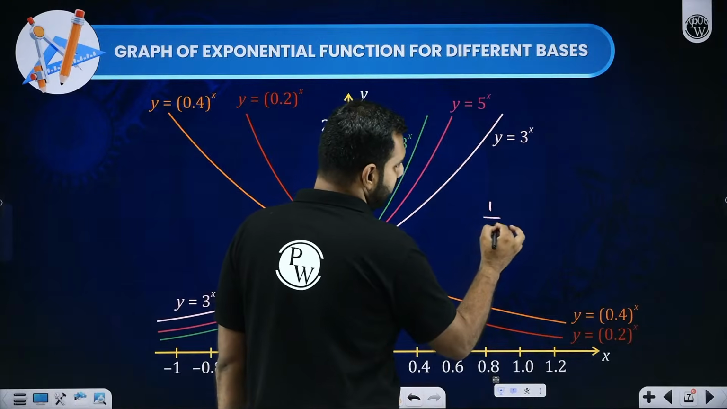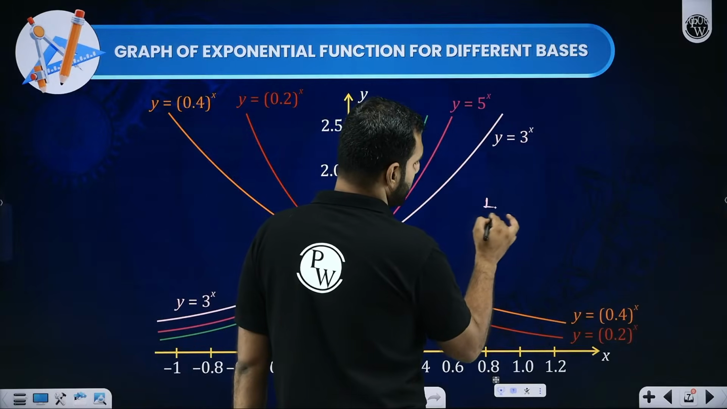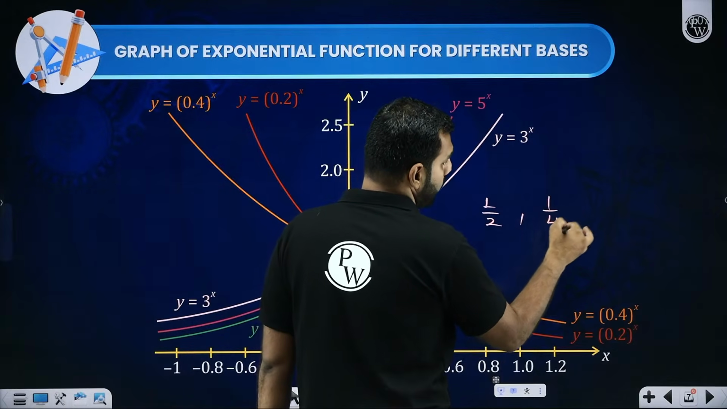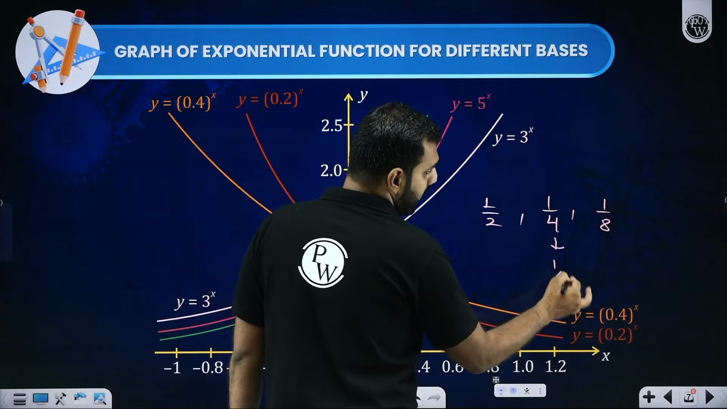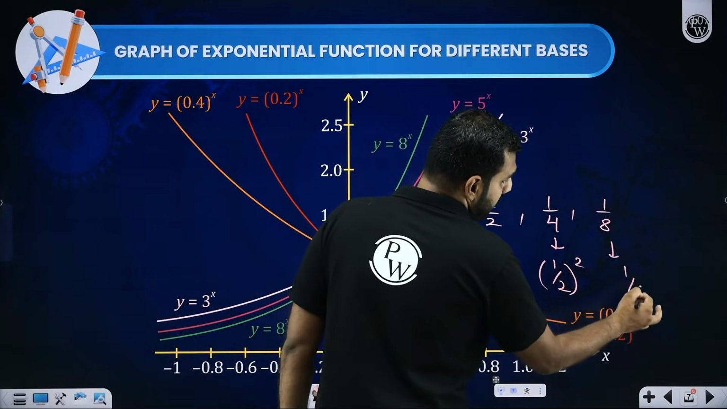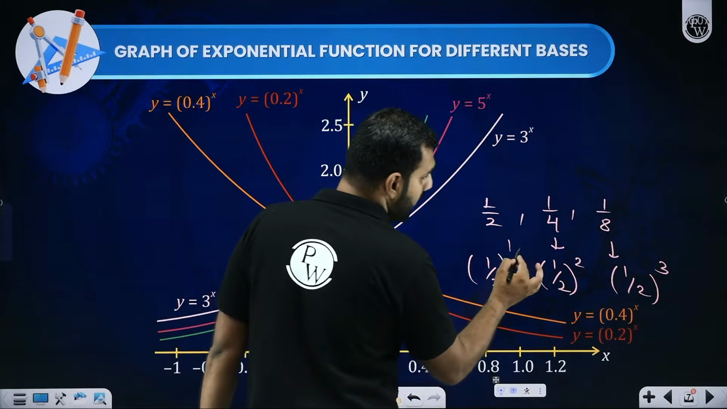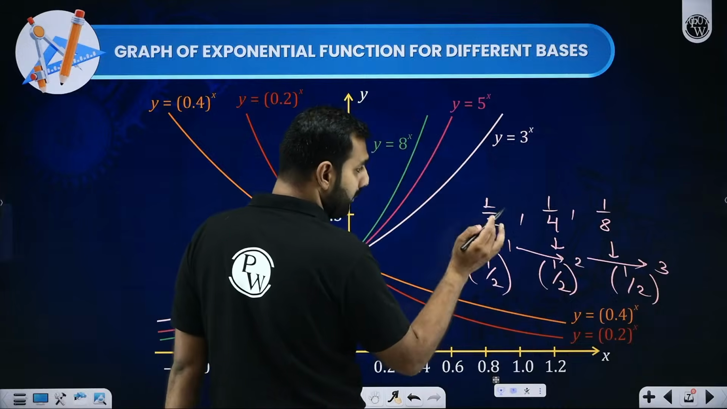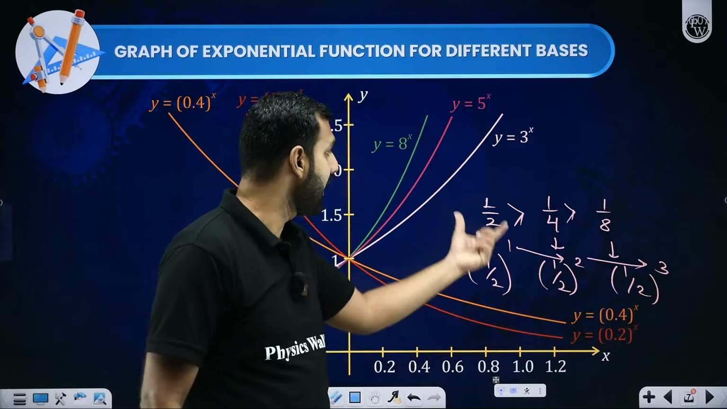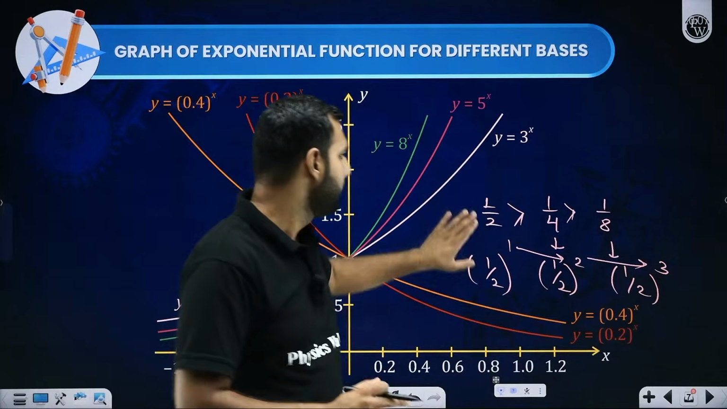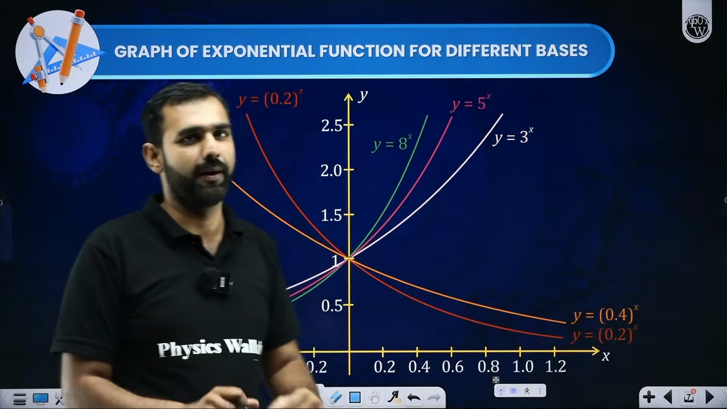I repeat, for example, this is 1 by 2. Now, if I ask you higher powers of 1 by 2, what is 1 by 2 square? That is 1 by 4. What is 1 by 2 cube? That is 1 by 8. So, if I ask you what is 1 by 4, that is 1 by 2 square. What is 1 by 8? That is 1 by 2 cube. So, as I am going ahead with the higher powers of 1 by 2, the values are decreasing. So, if the powers are increased, the value decreases. Why? Because clearly it is all happening because of this base which lies between 0 to 1.